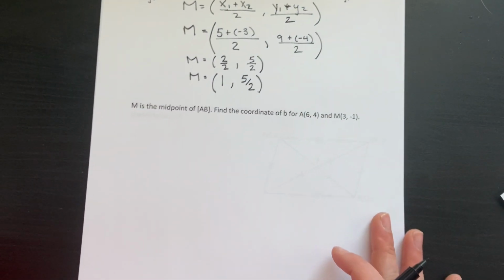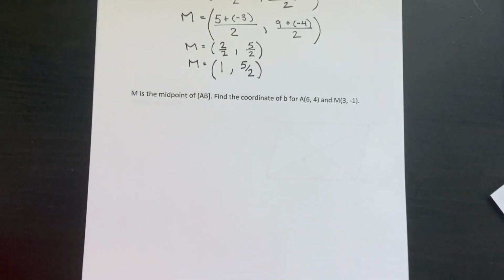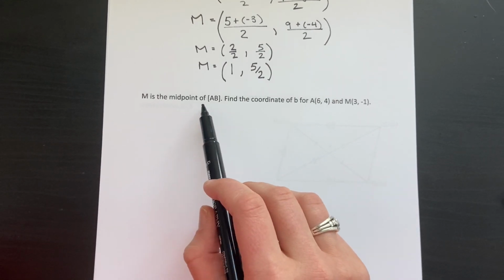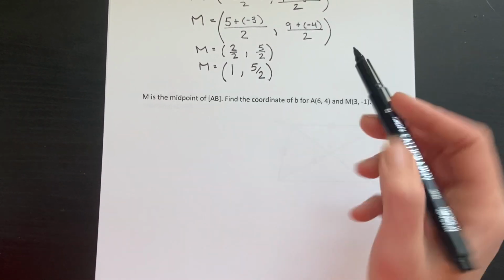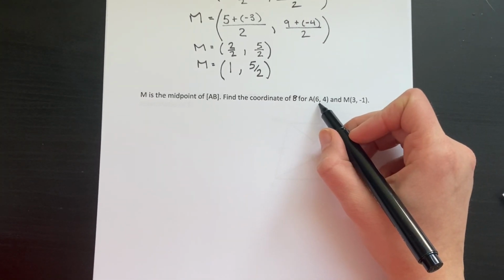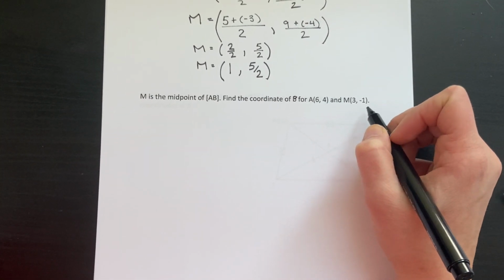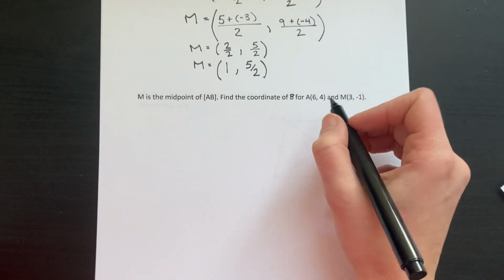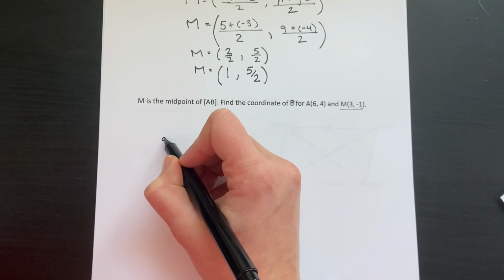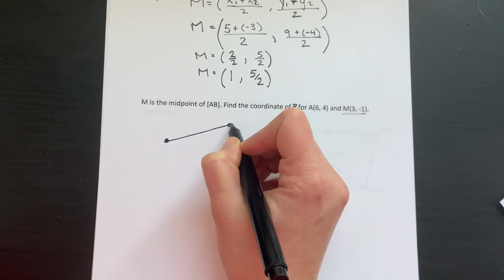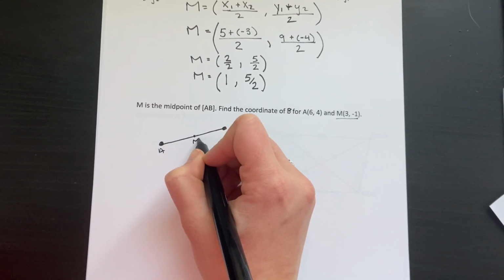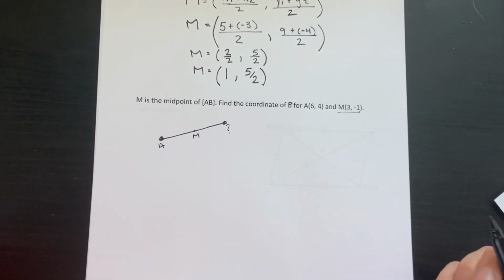All right. So this one's a little different. In this case, you're given the midpoint and asked to find another point. So M is the midpoint of A and B. Find the coordinates of B for A being 6, 4, and M being 3, -1. So that means that M is in the middle of A and B. So we're not really sure where B is, but we could just say he's somewhere there. We have our M, we have our A, and we have to find our B.